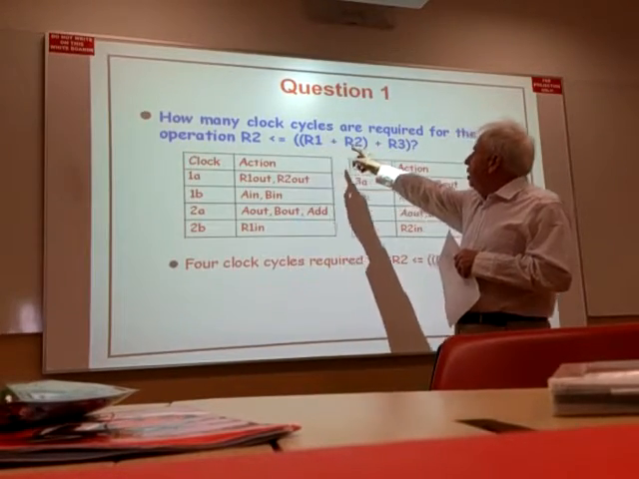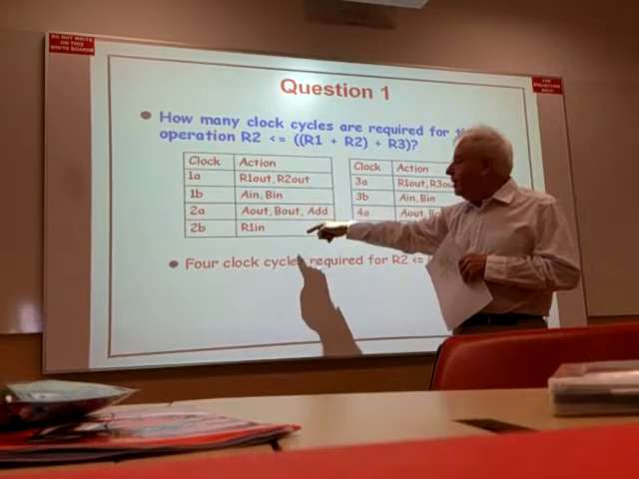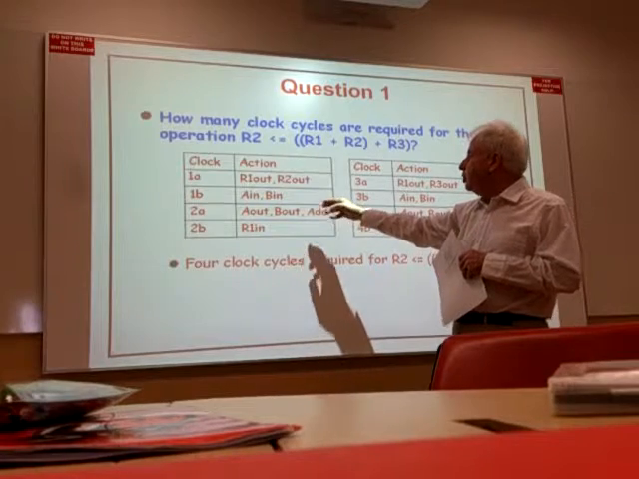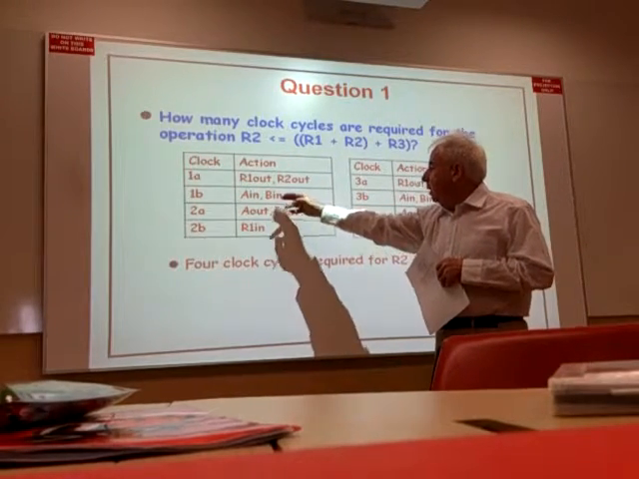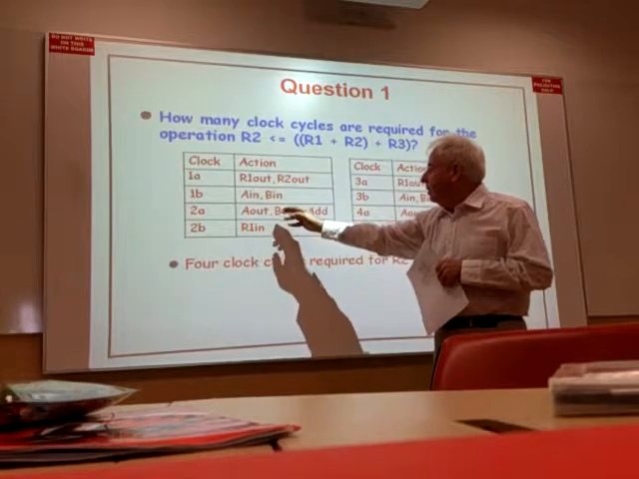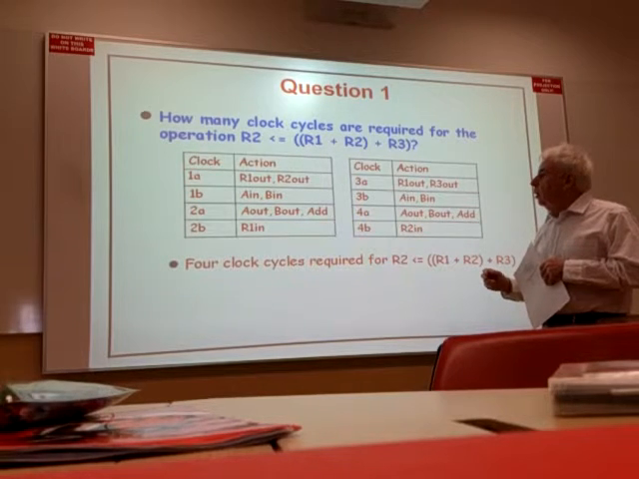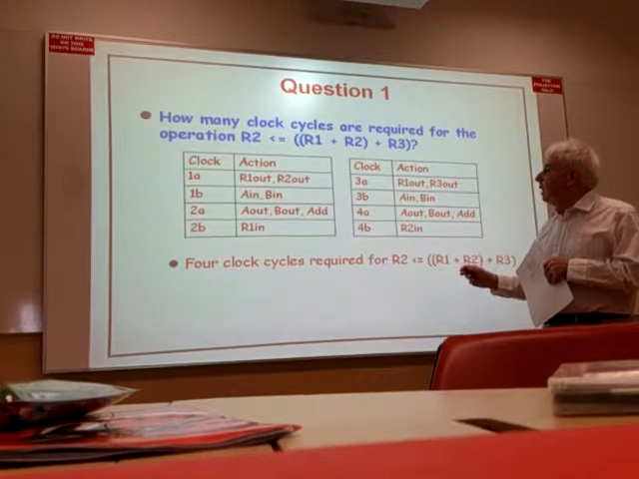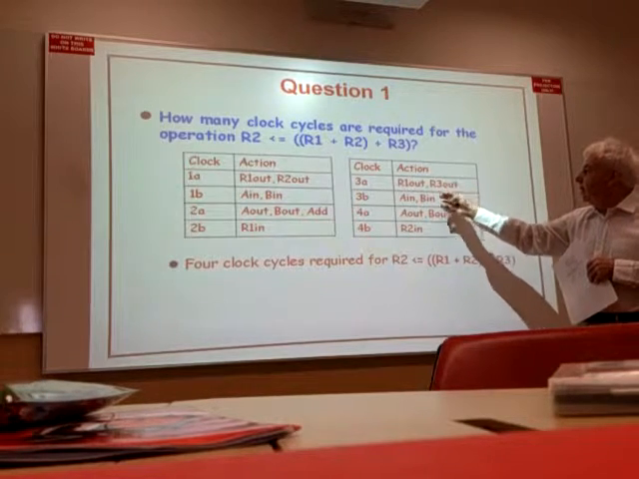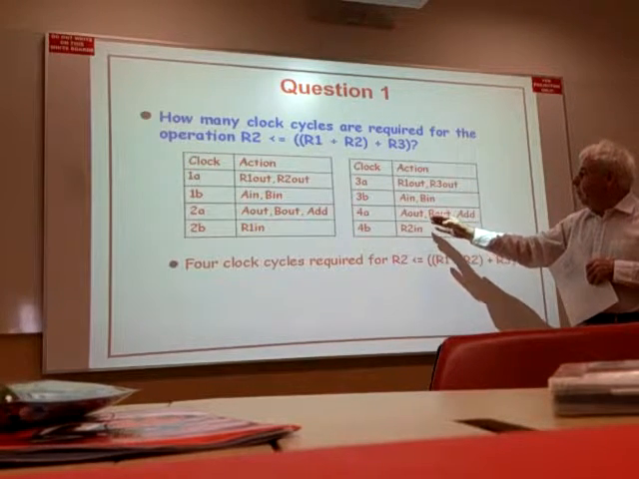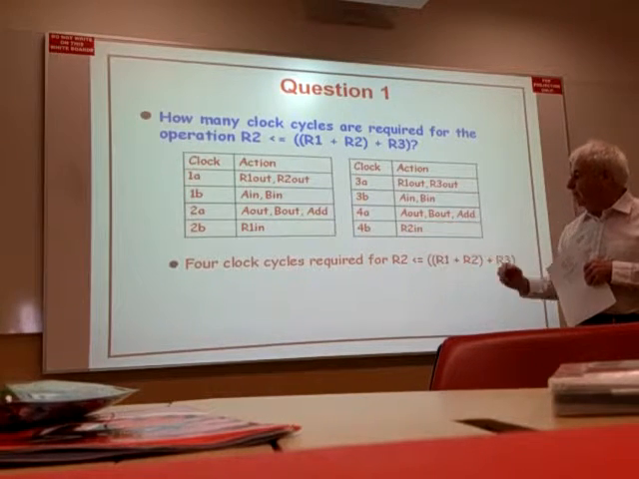Again, the first part is to take R1 plus R2 and put the result back in R1. But as we've just seen, that requires 2 clock cycles. Copy out from R1 and R2 to A and B. And then the second cycle, copy out from A and B, add, put the result in R1. When we've done that, we can then copy out from R1 and R3 into A and B, and then copy out from A and B, add the result, and put the result back in R2.